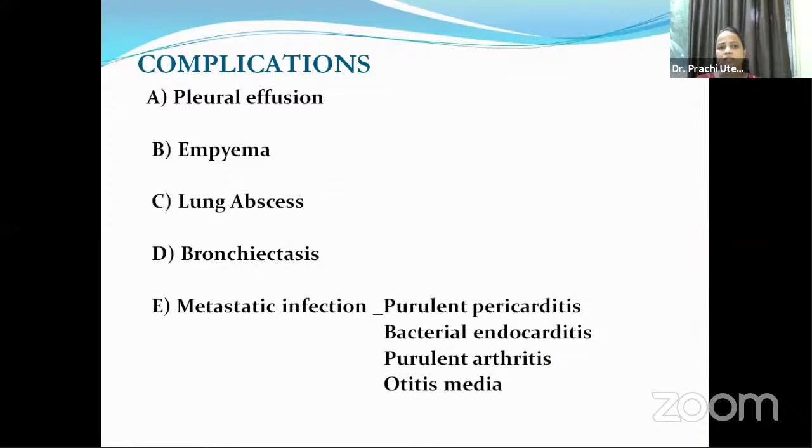Now coming to the complications, usually you can see that pleural effusion is quite the commonest complication of pneumonia. Then the empyema, that is suppurative bacterial infection, pus formation. Lung abscess, bronchiectasis, wherein there is a dilatation of the bronchioles and accumulation of fluid. Metastatic infection, that is purulent pericarditis or bacterial endocarditis, purulent arthritis, and otitis media. So the infection from the lungs can travel to the heart, the joints, and the ear also.